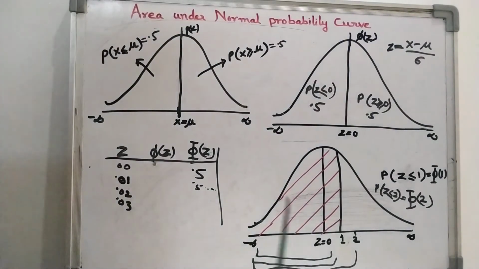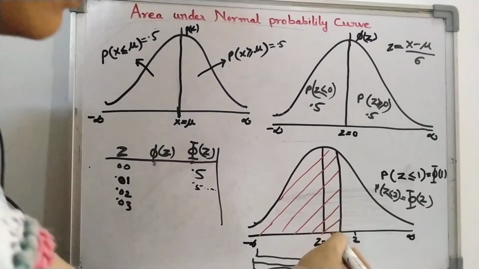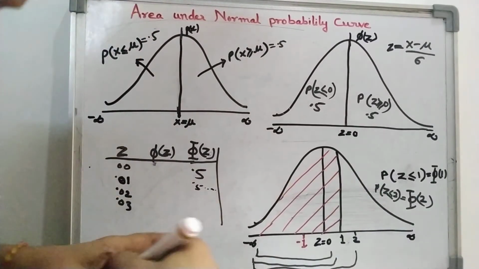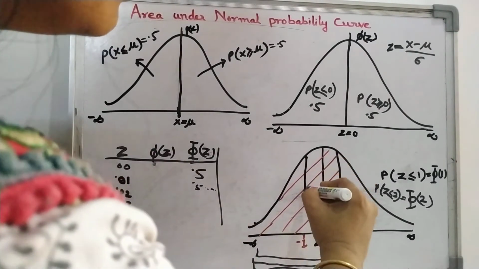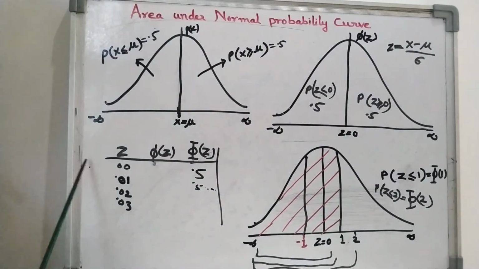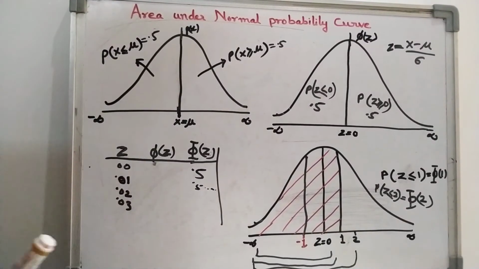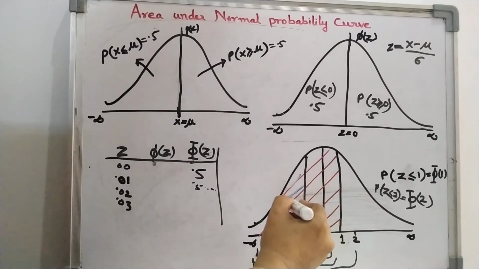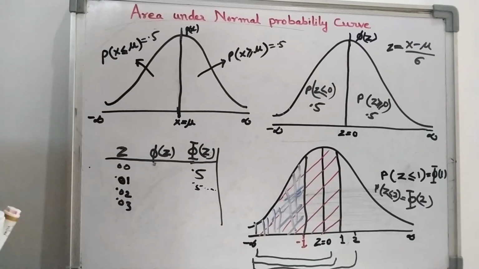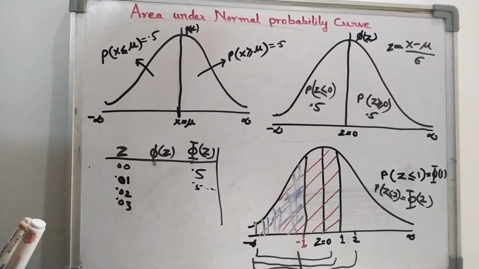Now again look here. If you are asked to find the area from minus infinity to minus 1, how can we find it? Because the table is given only for positive values, that means it starts from 0.0, 0.1, and so on. But here we are asked to find this area, the probability of z lying between minus infinity and minus 1. How will we get this area?